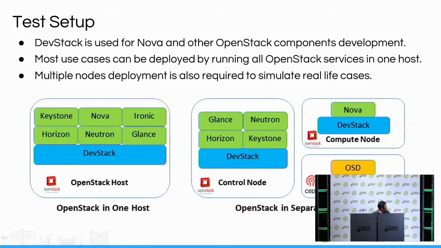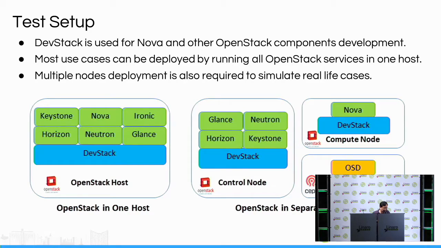Next, I want to give a brief introduction of how we set up our test environment and how we verify our development and upstreams. So the left part is, basically we are using DevStack to deploy and develop OpenStack, because DevStack is a standard way to do this kind of job. It's very convenient. You just create a configuration file and run stack.sh, just wait for it.